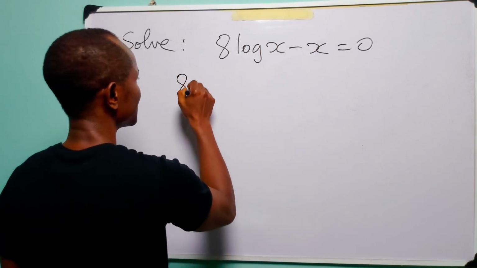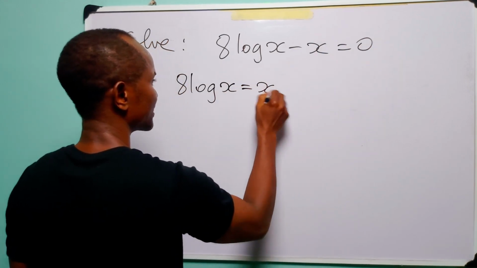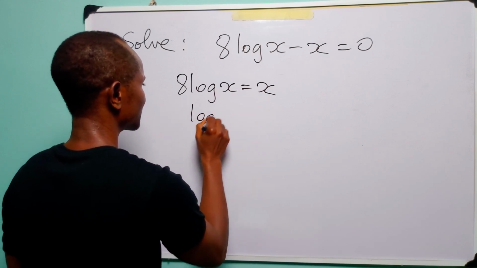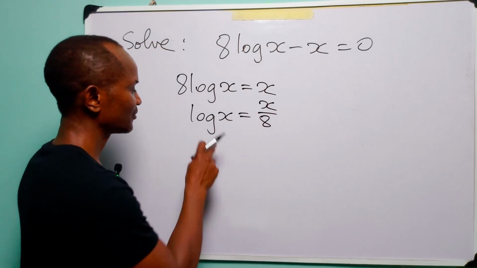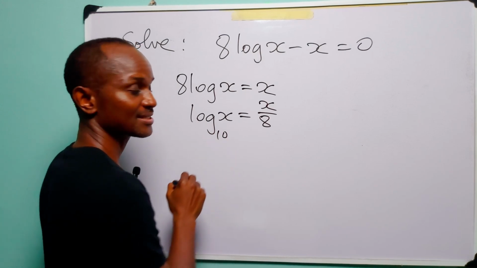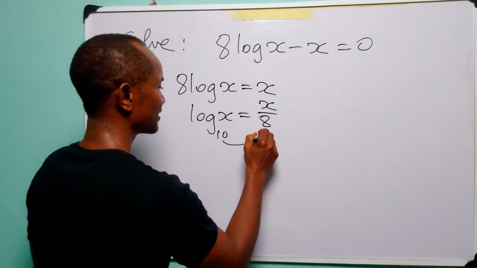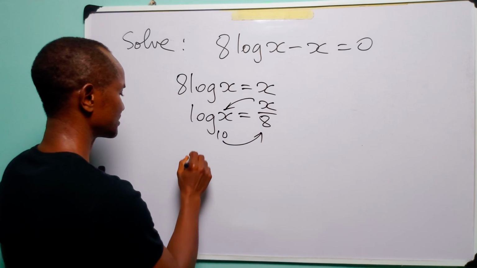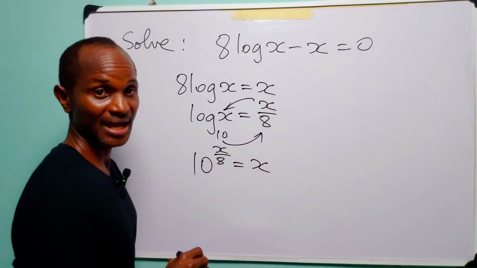We have that 8 log x is equal to, we take this over to the right hand side, x. Now we divide both sides of this equation by 8 and we have that log x is equal to x over 8. Now you know that when we write log without specifying the base, it means we are working in base 10. And written as an exponent, this equation is simply 10 raised to power x over 8 is equal to x.